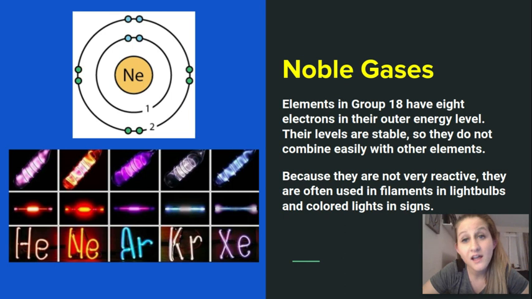Because noble gases are stable, they are not very reactive. Scientists originally thought that they were completely non-reactive, but we know now that that's not true. Because they're so stable, they're used in everyday life frequently. They're used in light bulbs for the filaments, and they're also used in neon signs. If you look on the bottom left, you can see what each of those noble gases would look like in real life. That's 5 of the noble gases. They actually do shine that color in real life, which is kind of cool.